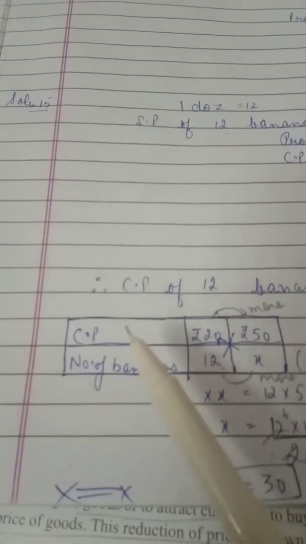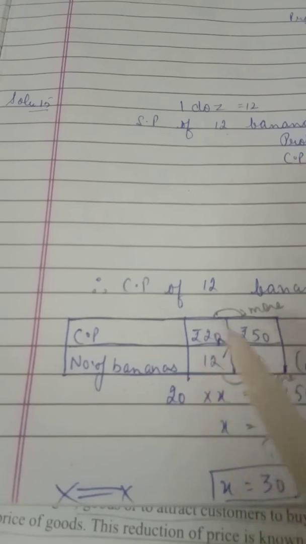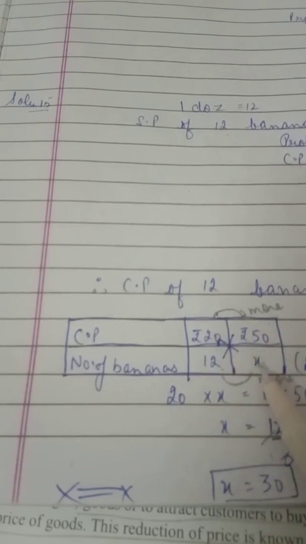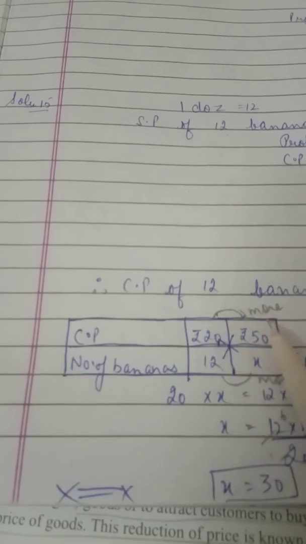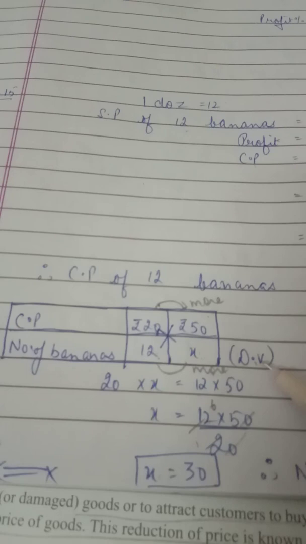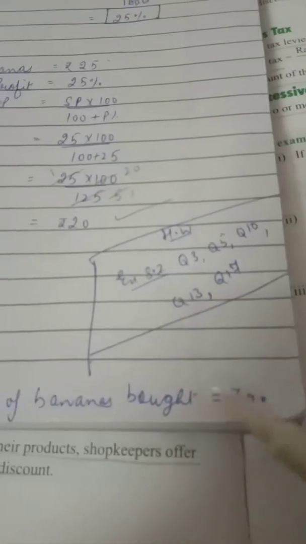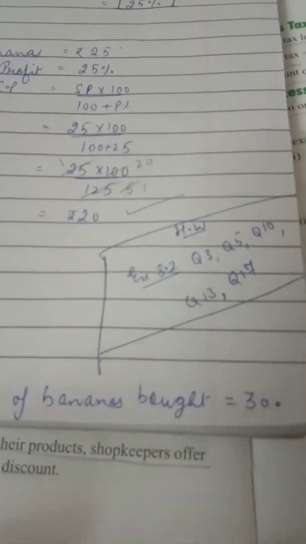using the box method. Now when the cost price is rupees 20, you bought 12 bananas, and if your cost price is rupees 50, let's just say we bought X number of bananas. Now the CP is more, so obviously you must have bought more bananas, which means it's a question of direct variation. Cross multiply: 20 into X is equal to 12 into 50. The value of X is 30, so we can say that number of bananas bought is equal to 30.